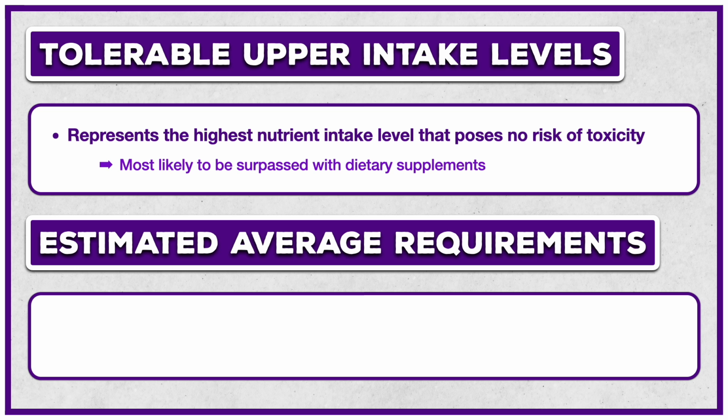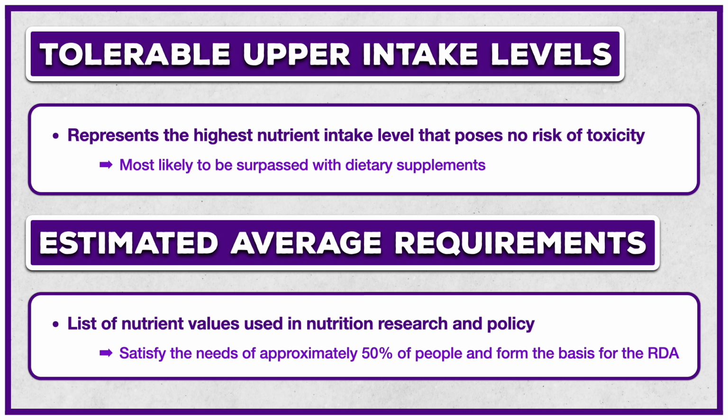The UL represents the highest nutrient intake level that poses no risk of toxicity. These are most likely to be surpassed with dietary supplements, as many are difficult to reach through food and beverage selections alone. The EAR is a list of nutrient values used in nutrition research and policy. They satisfy the needs of approximately 50% of people and form the basis for the RDA. So, they are similar to the RDA in that there's an EAR for nutrients by age group and sex. Still, they're not meant to be applied to individuals because they cover an insufficient percentage of the population.